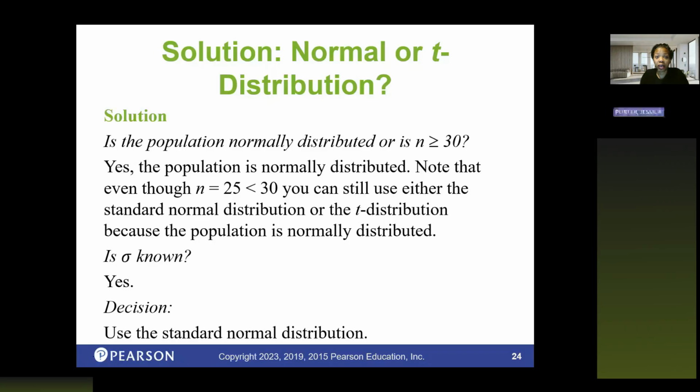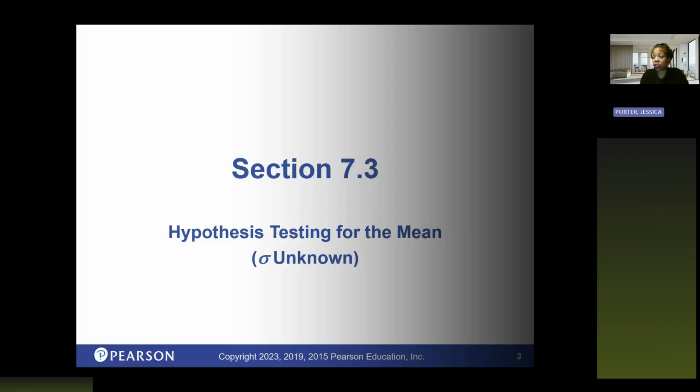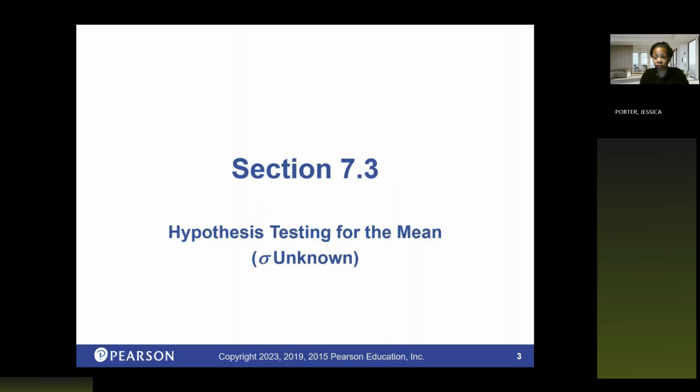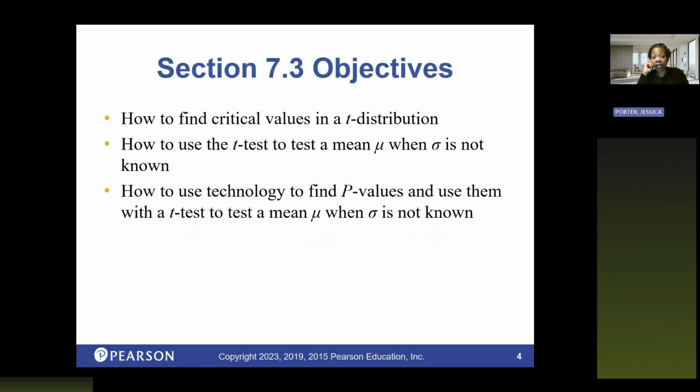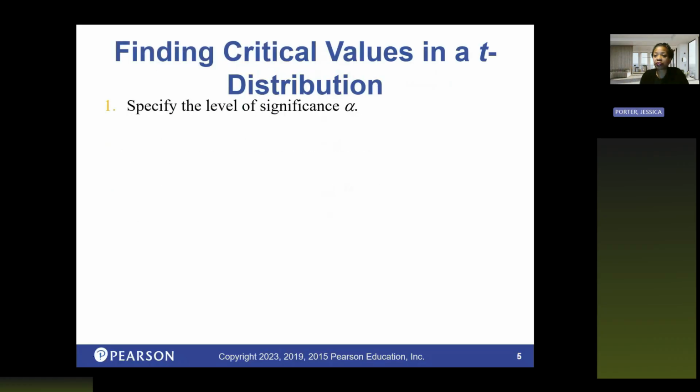With the standard deviation of the population unknown. Okay. So hypothesis testing for the mean where the standard deviation is unknown. We're going to find critical values again. We're going to see how to use the t-test to test a mean when the population standard deviation is not known. And then we're going to use p-values again. So the same rules apply with the p-values.